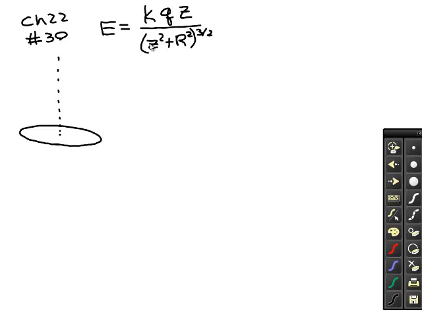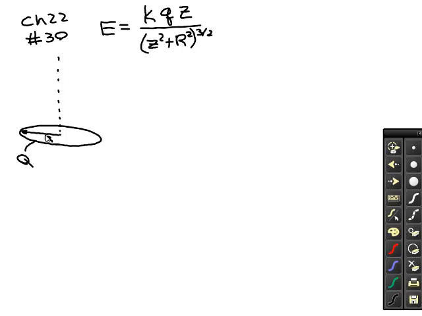All right, so question. Number 30 says, thin non-conducting rod. We put a positive charge Q on it. So we're going to go with capital Q rather than lowercase q. We can live with that. Radius capital R. So how much E field do we have if Z equals 0?